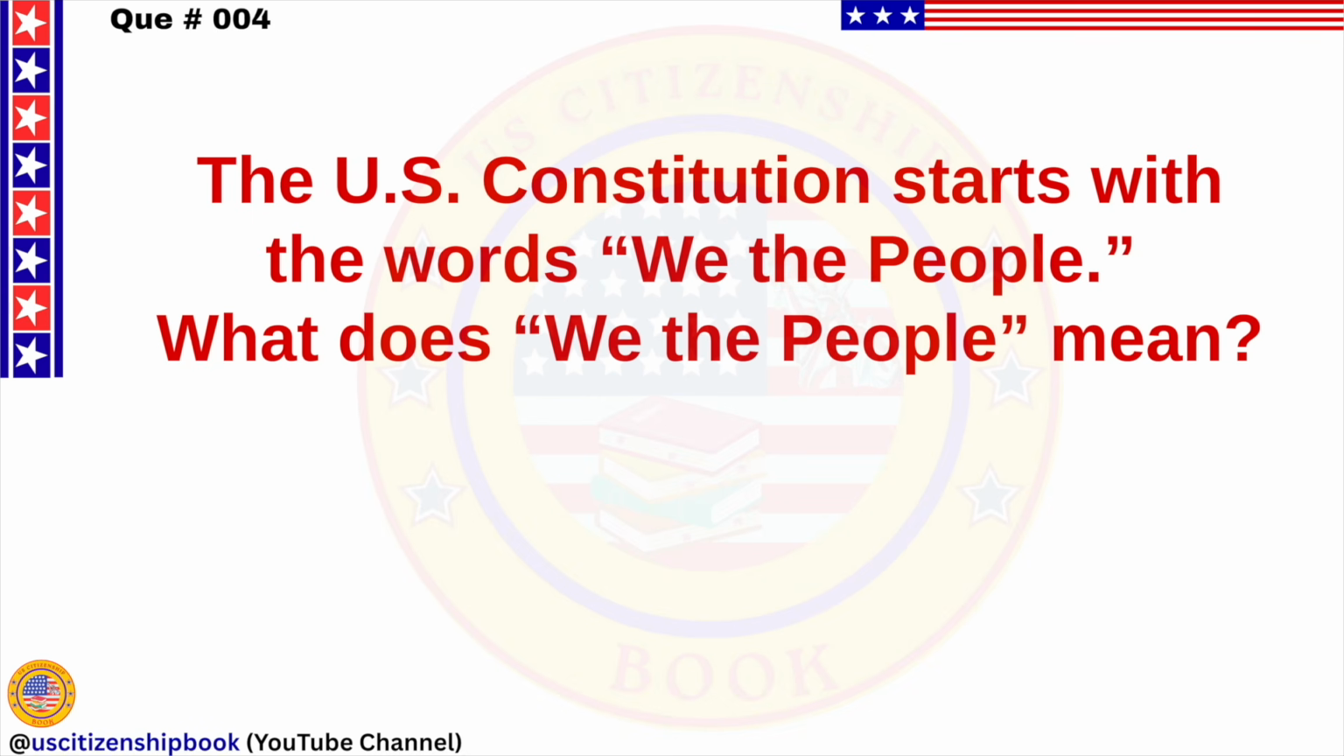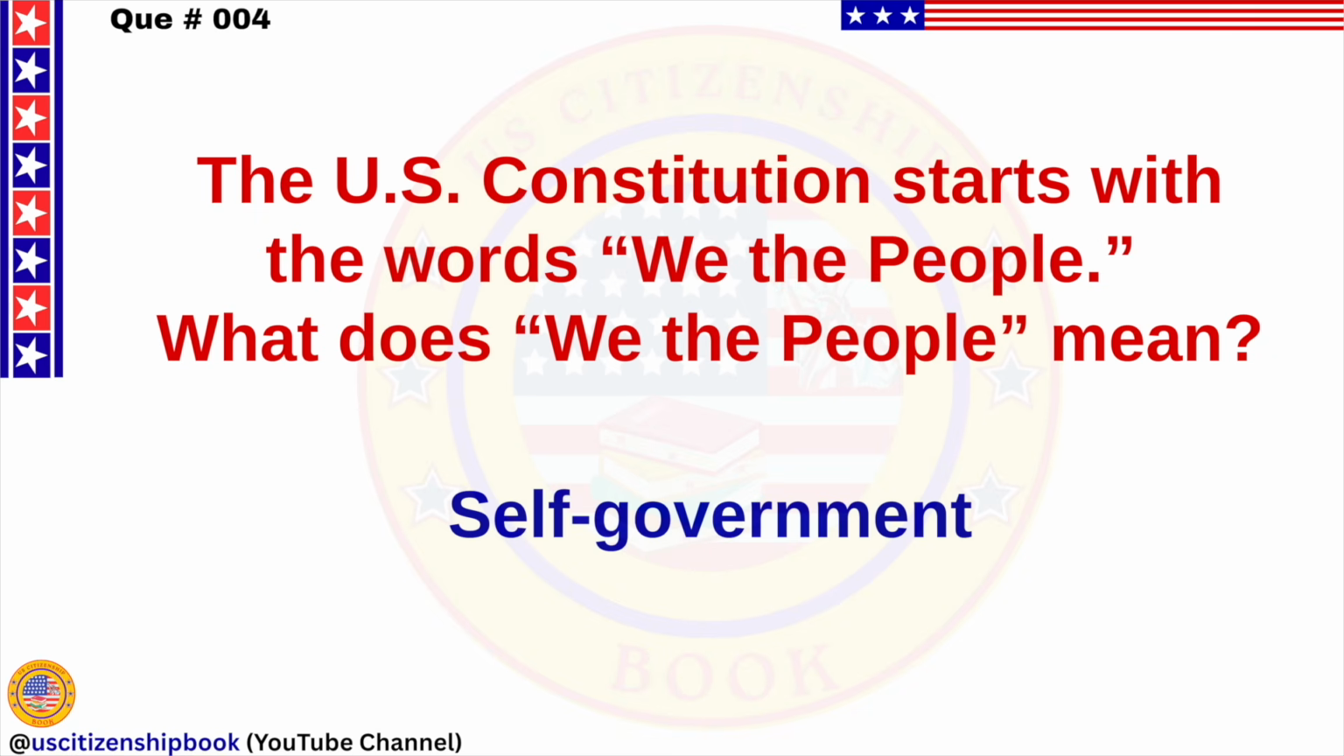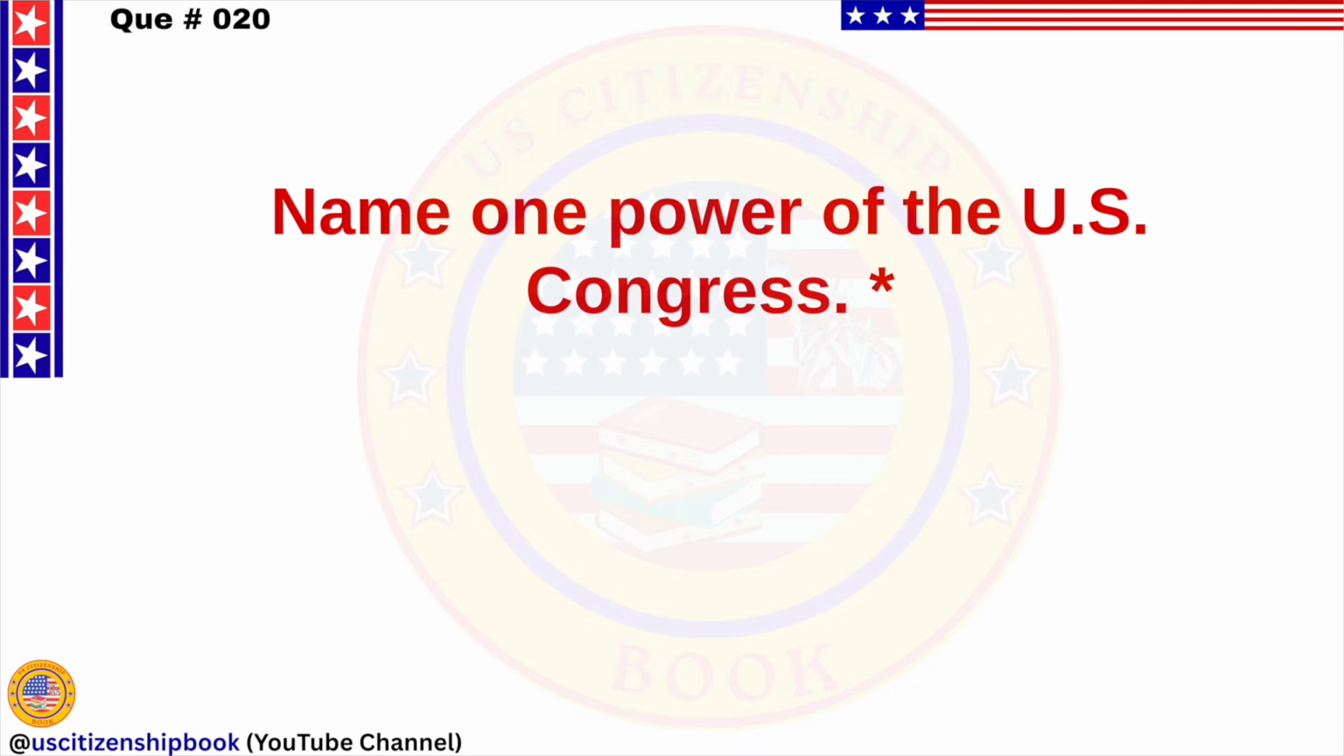The U.S. Constitution starts with the words, "We the people." What does "we the people" mean? Self-government. Name one power of the U.S. Congress. Writes laws.